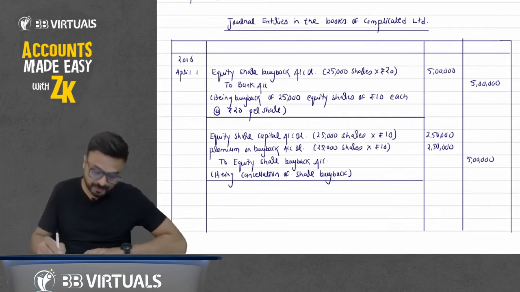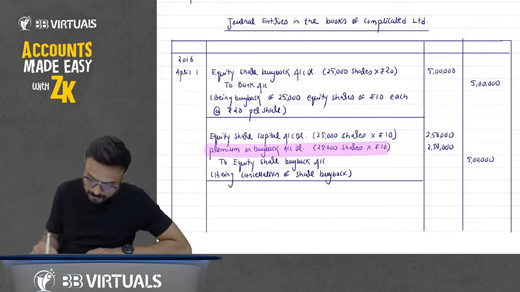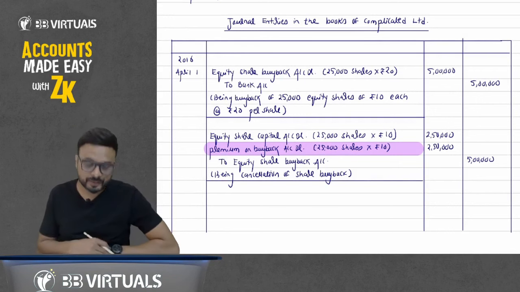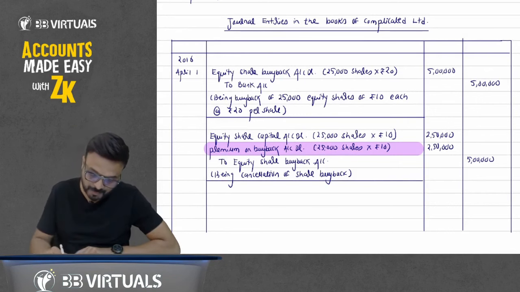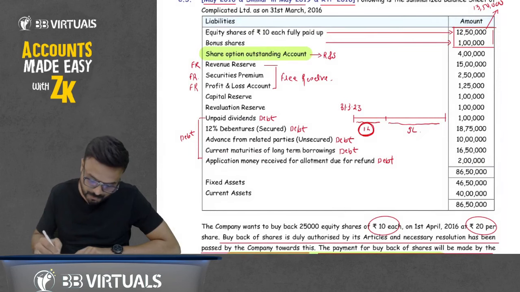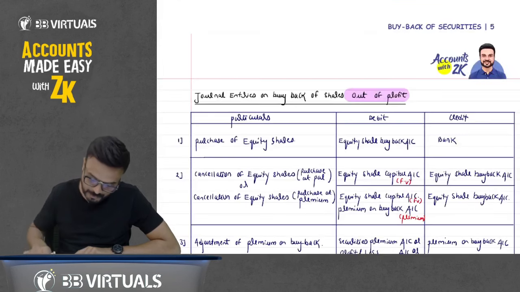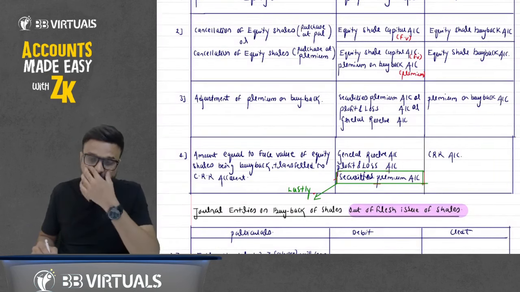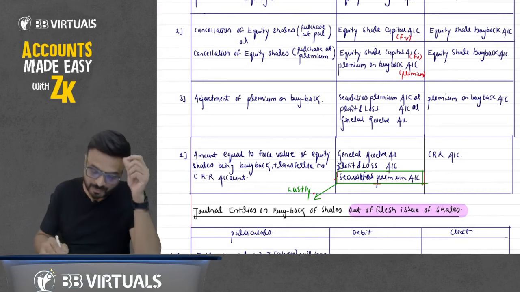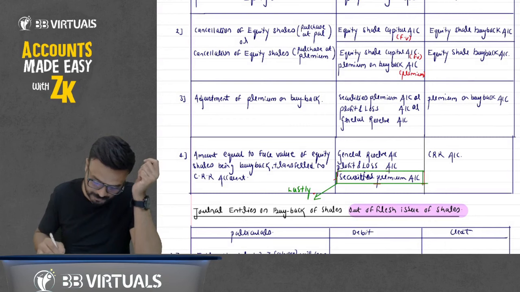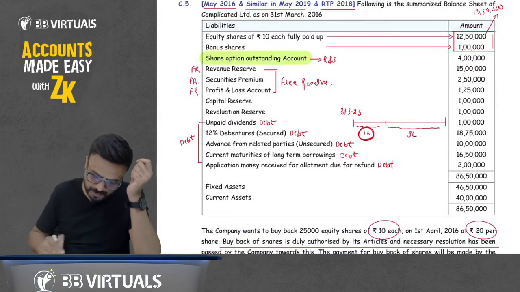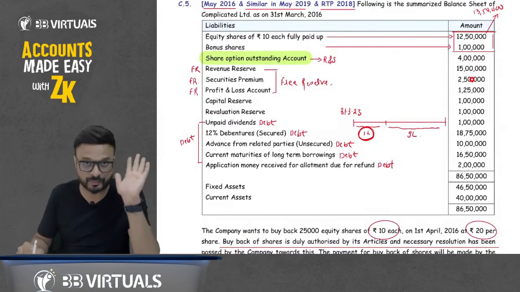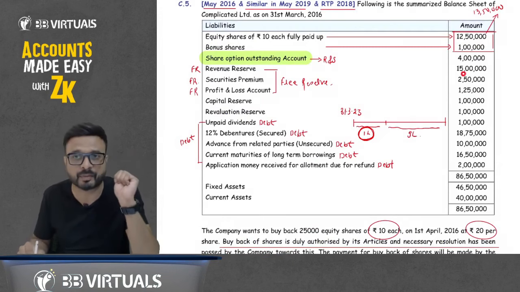Now we have paid some premium on buyback, so we have to write it off. So how much do we want to write off? 2,50,000. This amount is the premium on buyback. You know that premium on buyback can be adjusted against securities premium, against profit and loss account, or against general reserve. So suppose we adjust against securities premium. Do we have a balance of 2,50,000 in securities premium? Yes, we have 2,50,000. So we will adjust against securities premium.